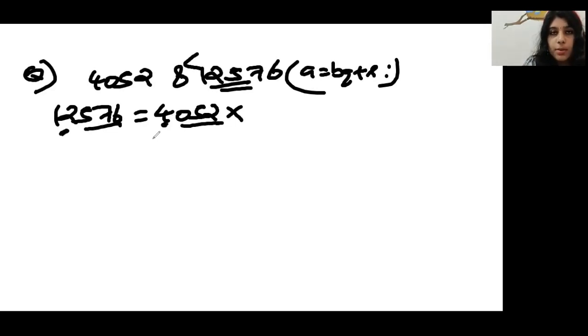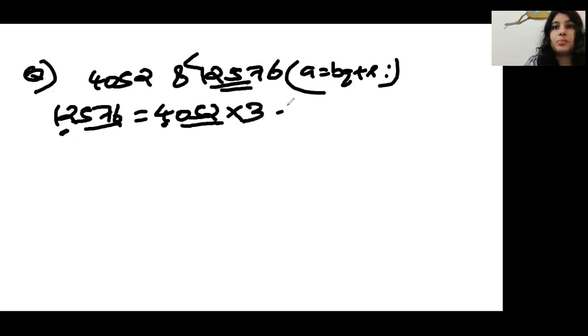This 4, how many times in 12? 3 times it can be. And maybe it should be 3 or 2. Because if I take 3 and it exceeds the value of this, I cannot take it, so I have to take 2. If it is not exceeding, I can take this 3 only. So I have said this just for rough calculation. 4 inside 12 is 3 times.